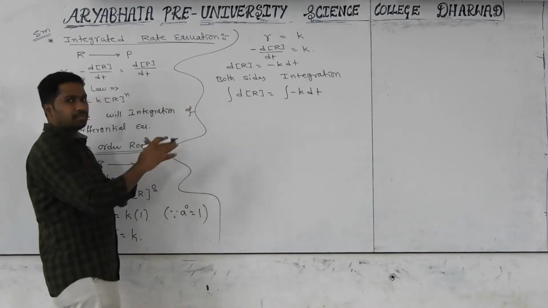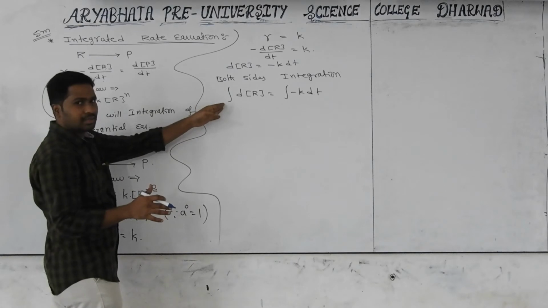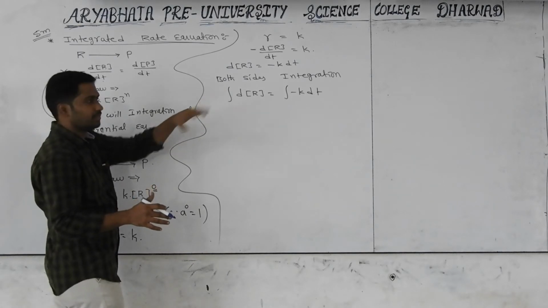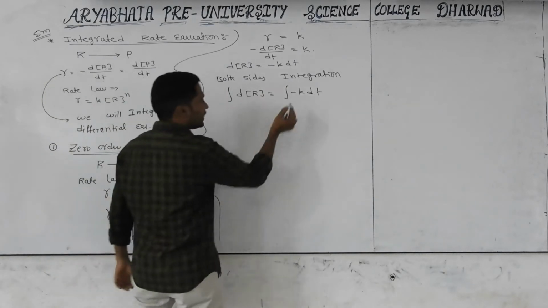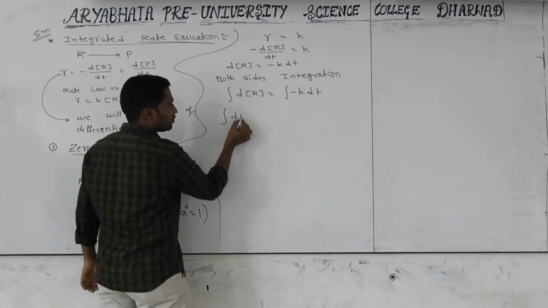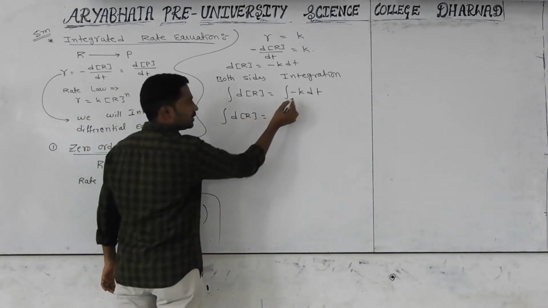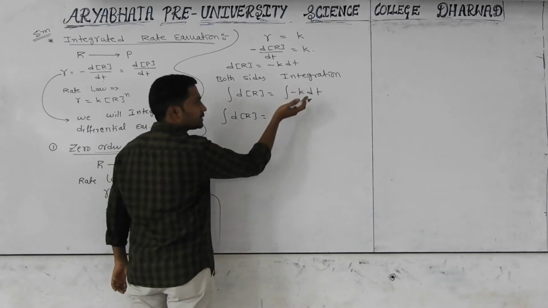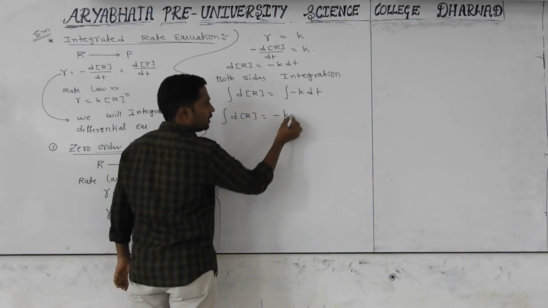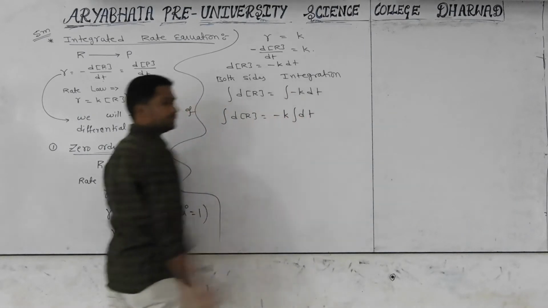Just some important maths here. You will learn integration in maths, and I will explain what is important here when you see it. Integration of change in concentration of reactant here. What is the constant here? Minus k is a constant, bring it outside, and the integration of dt.